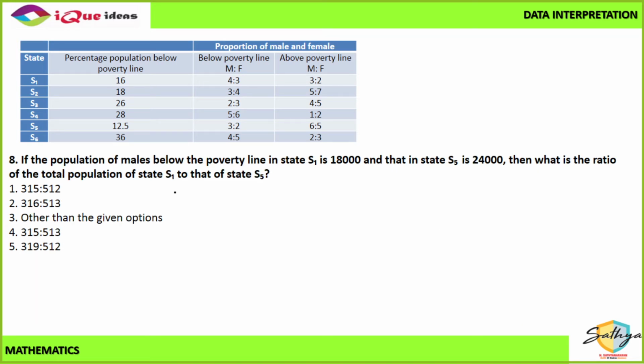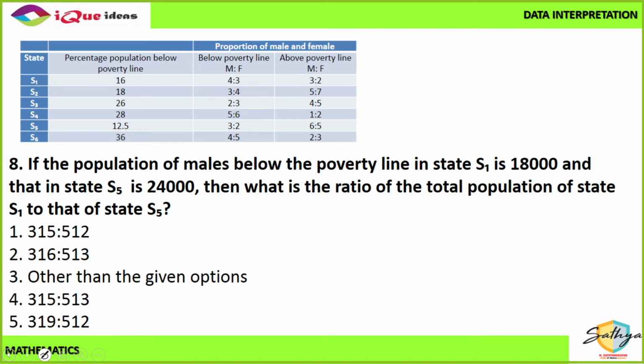Now, if the population of males below poverty line in state S1 is 18,000 and that in S5 is 24,000, then what is the ratio of the total population of S1 to that of S5? Need to increase the size of the font so that it is readable. Chalo. Yeah, S1 and S5. It will be heavy on calculation.